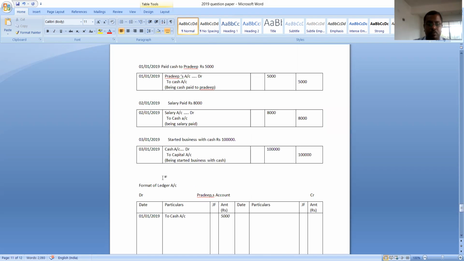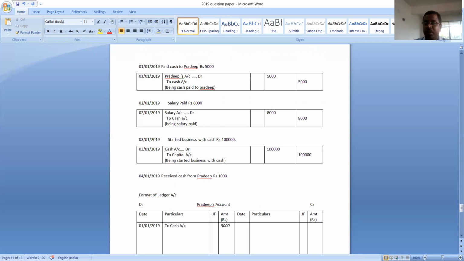Now the transaction is dated 4th January 2019. The transaction is: received cash from Pradeep, rupees 1000. So first what should you do? You should pass the journal entry. Don't write it anywhere. Internally you need to pass that particular journal entry.